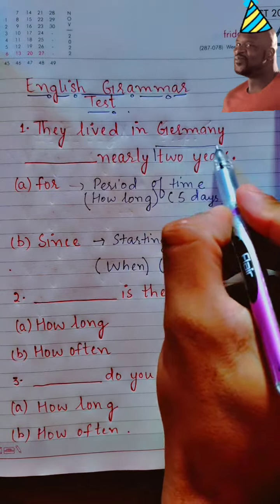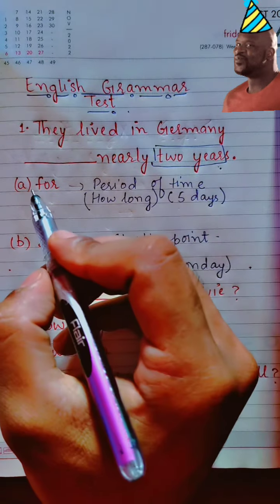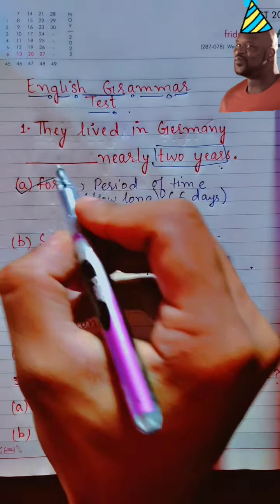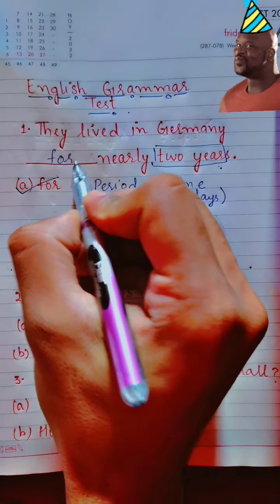Here the keyword is 2 years. You are telling the number of years. So we use for here. They lived in Germany for nearly 2 years.